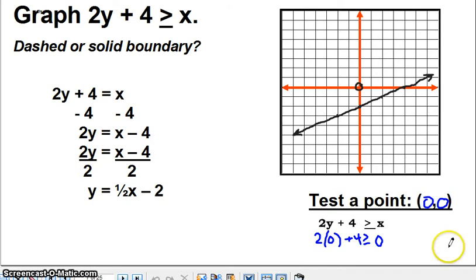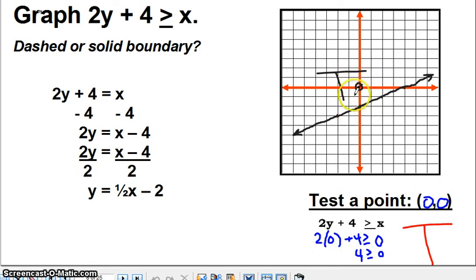And we can go on and test our point. Plug in 0, 0. You see we've got 2 times 0 plus 4 greater than or equal to 0, which is our x value. That would leave us with 4 is greater than or equal to 0. That is true. 4 is greater than 0.